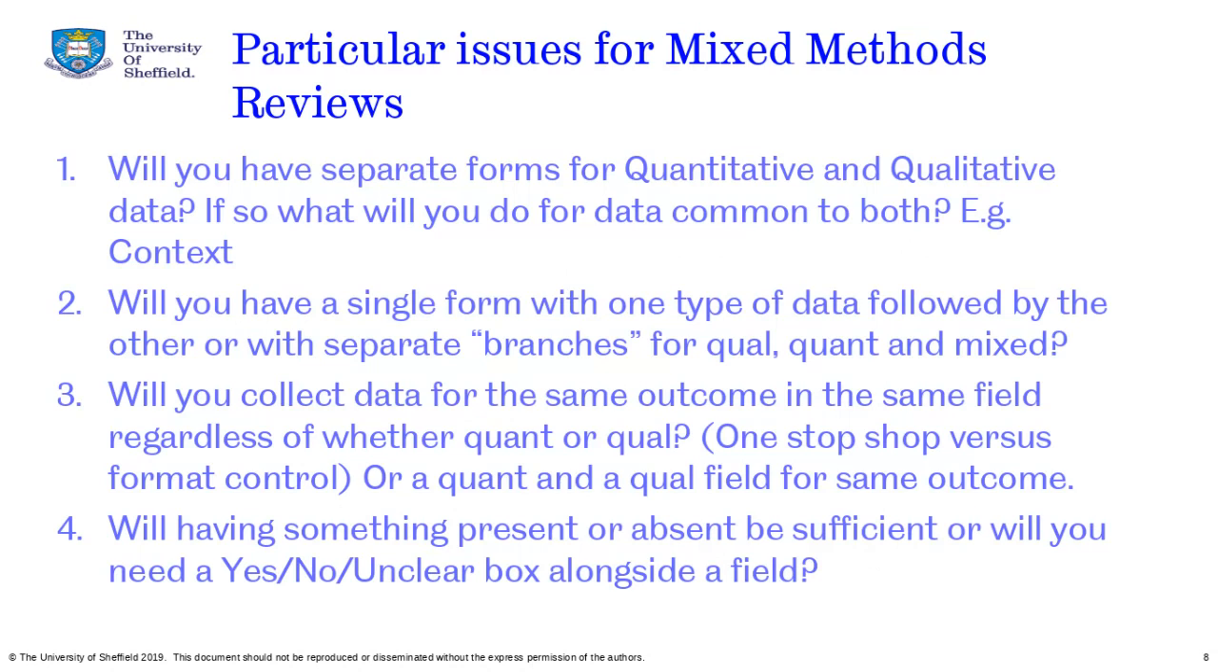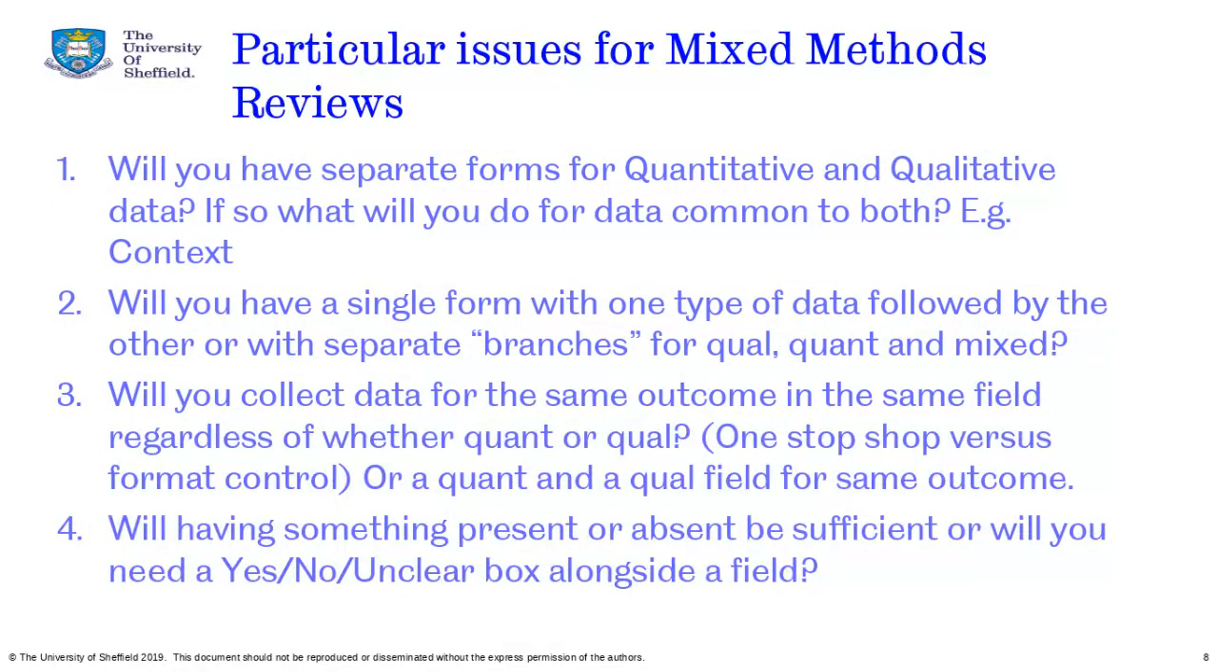Some particular issues here for mixed methods. Will you have separate forms for quantitative and qualitative data? And if so, how will you handle data that is common to both? So, for example, the context. Will you extract that in both forms, or will you assign it to either the quantitative or the qualitative form? Or will you have a single form with one type of data, say the quantitative, followed by the other, the qualitative, or with separate branches, as Google Forms allows you to do for the qualitative, the quantitative, and the mixed data?